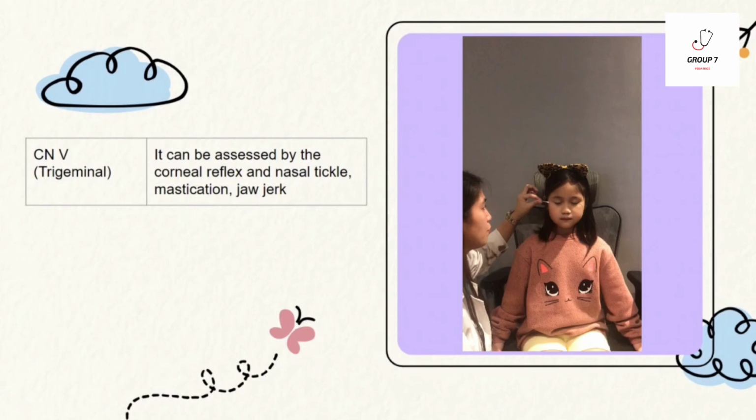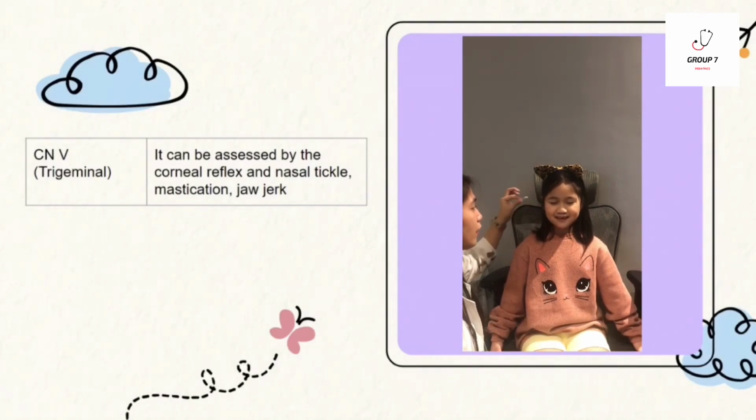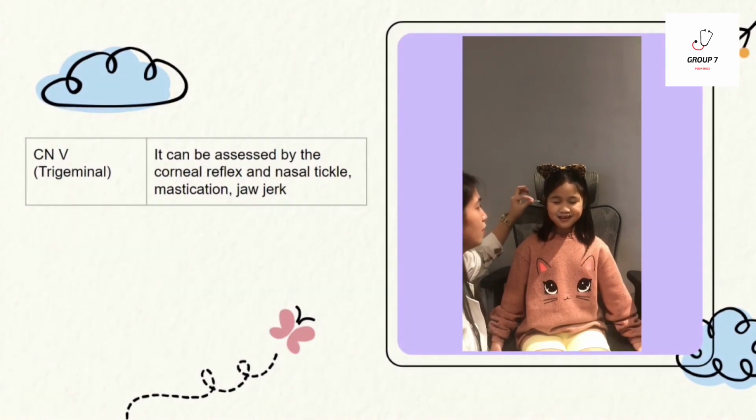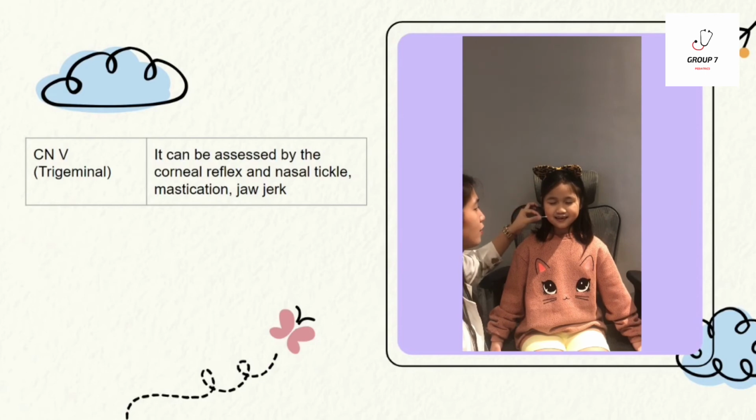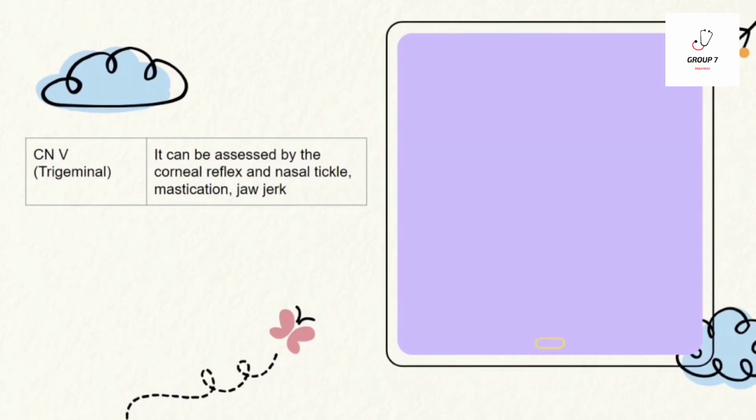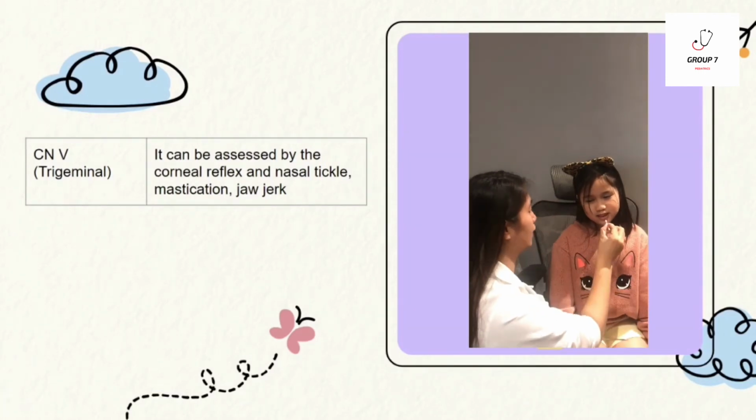For cranial nerve number 5, the trigeminal nerve, it can be assessed by corneal reflex and nasal tickle, mastication, and jaw jerk. Ask the patient to close her eyes. Ask the patient if she felt a sensation in the ophthalmic, maxillary, and mandibular areas. Next. And lastly, check the ability of the patient to differentiate soft and sharp touch.